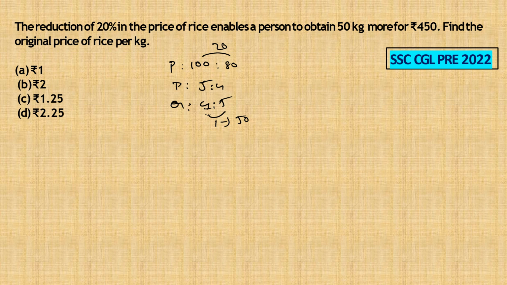You need to find the original price. The quantity they were getting before was 200, now they are getting 250. The amount spent is 450 upon 200 kgs, that is 45/20, which gives 2.25 as the answer. That is option number D.